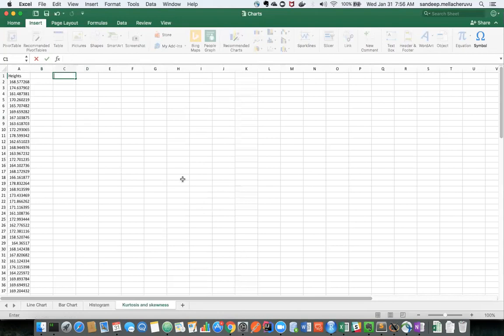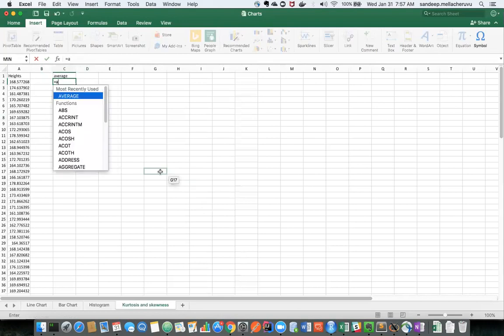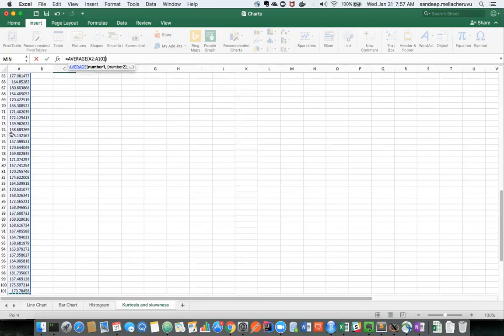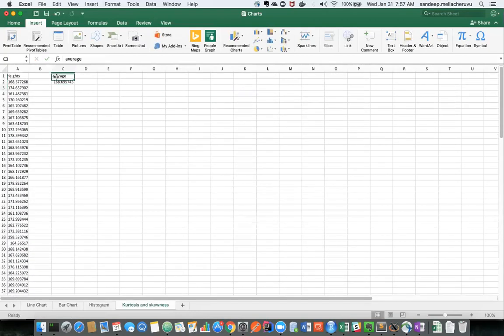So for kurtosis, all you need is x minus x bar, right? So first let me calculate the average quickly. Average of this entire thing. Now I got x bar. Let me call it x bar. Now I need x minus x bar and then do a cube and x power 4 both, right? One for kurtosis and one for skewness.